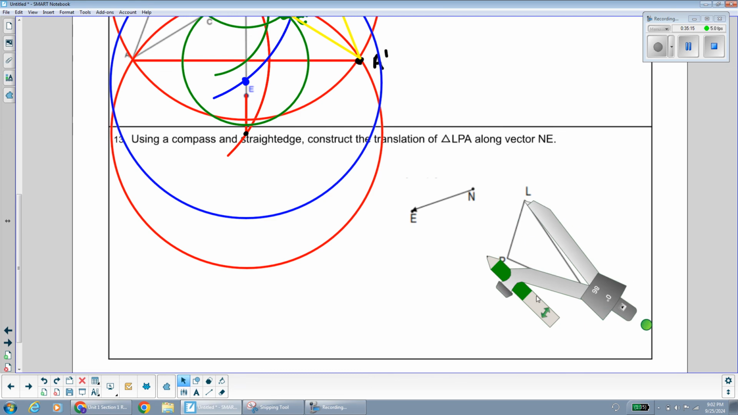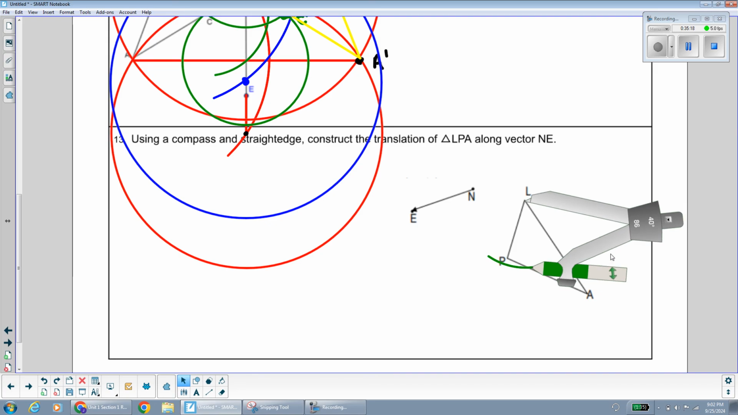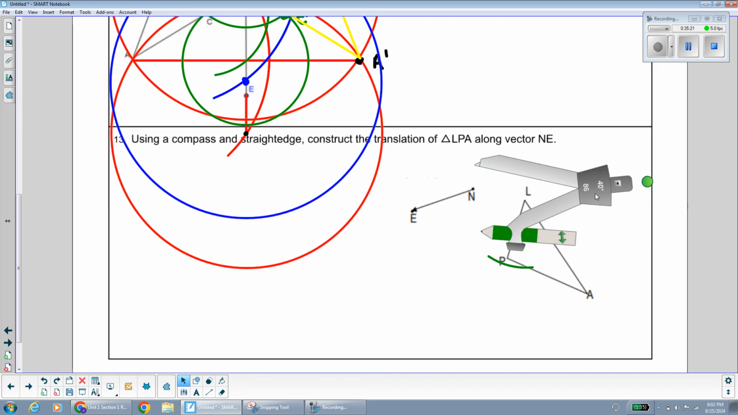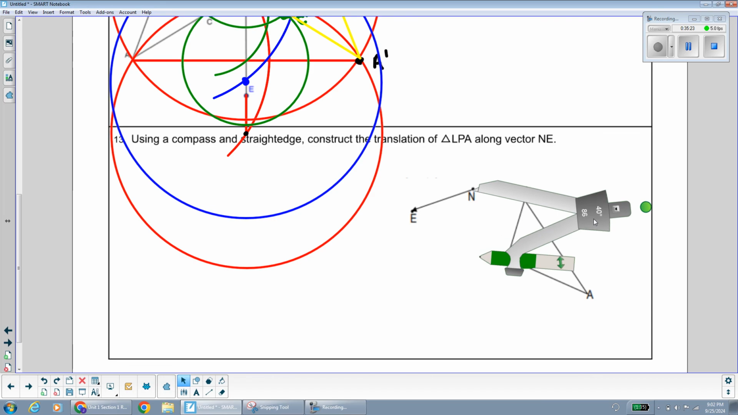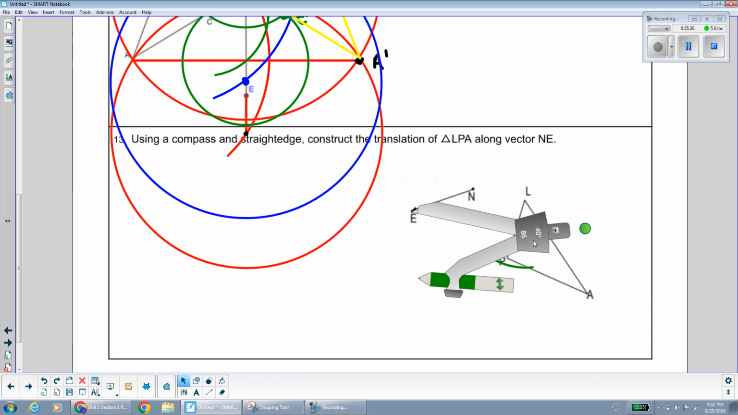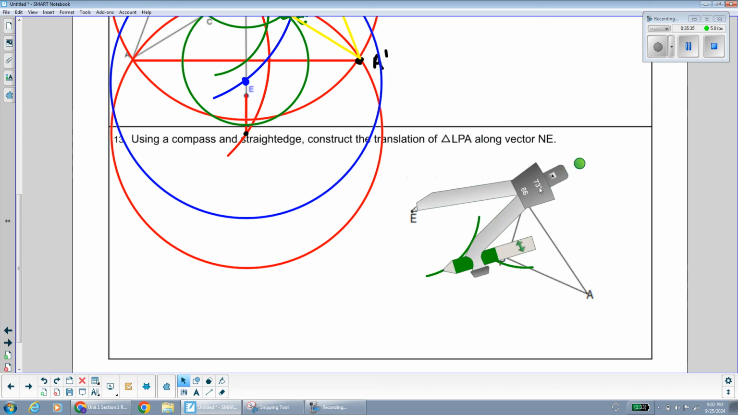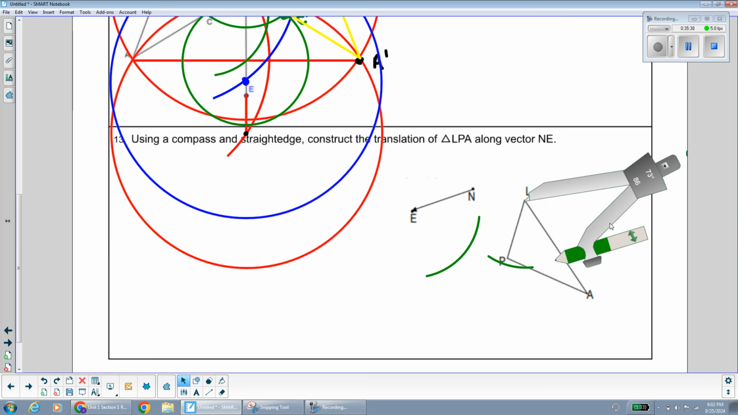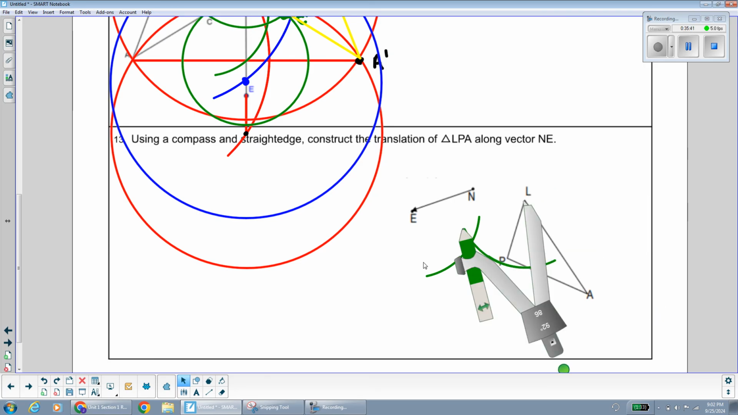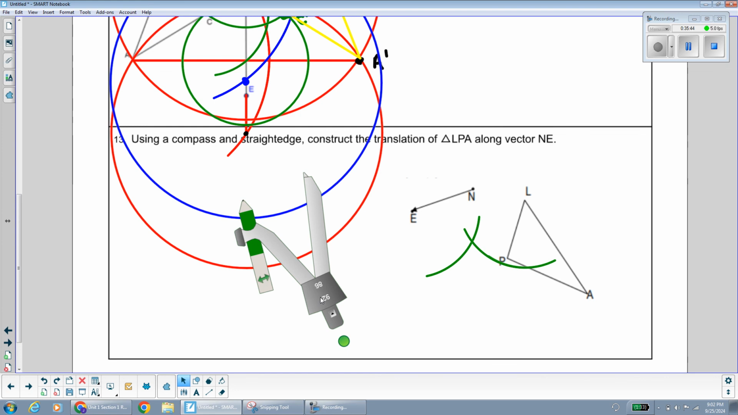I'll go over to L first. Using this distance, I'm going to swing an arc. So I measured that from here. I'm going to go over to the other end of the vector. Oh, I didn't make my first arc long enough. I don't see an intersection, so I'm going to go back over here and extend. And that way I get the direction in there too. And that's L prime, because it went in a slanted direction. So this way ensures that we're getting the direction.